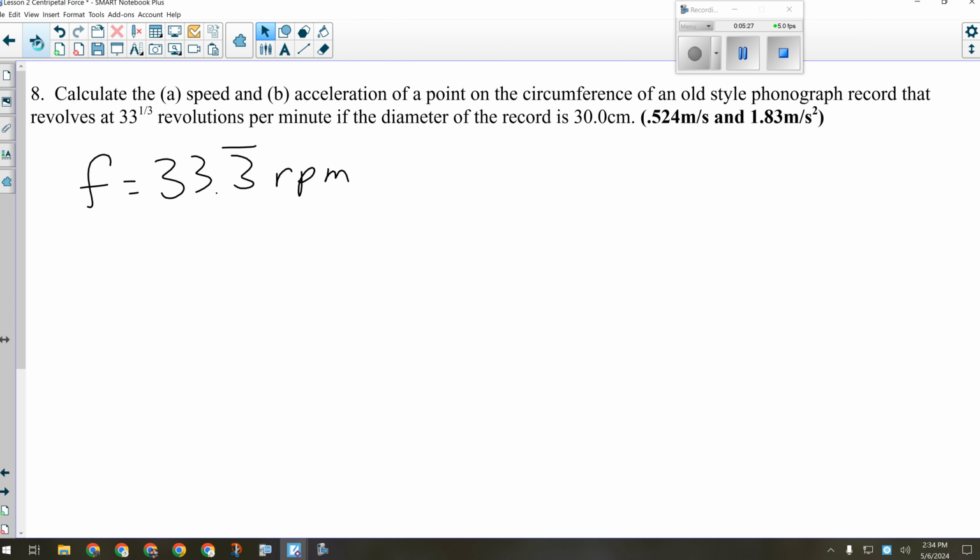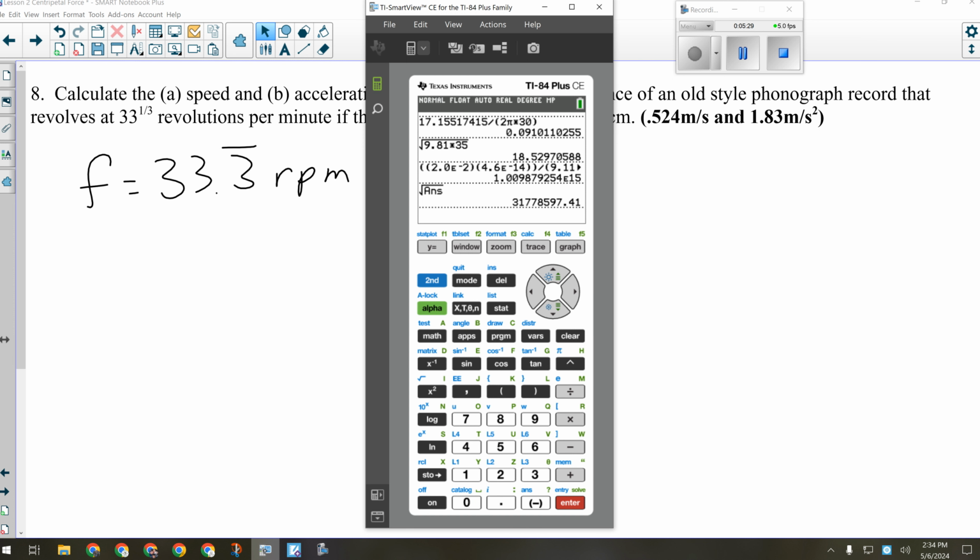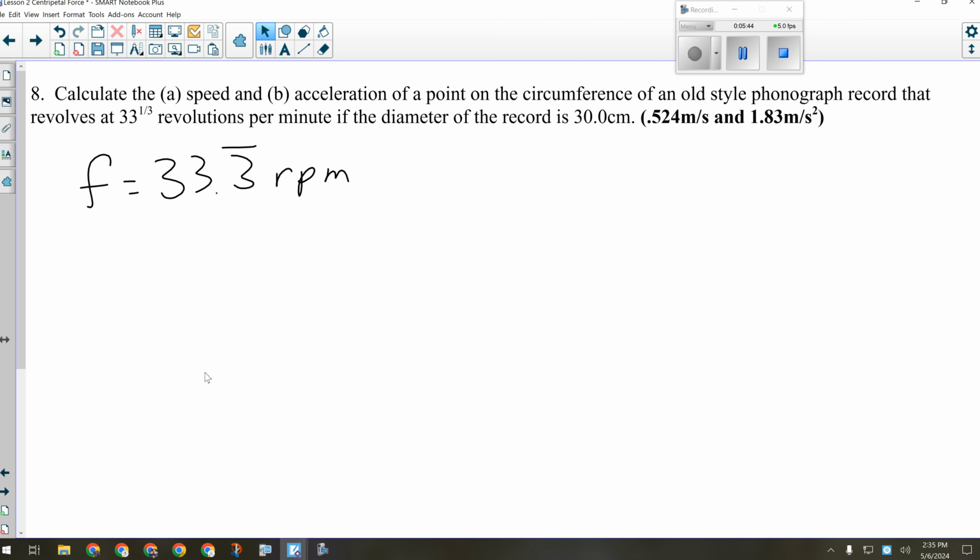So what we're going to do here is go 33 point, and I'm just going to put a bunch of 3's in there. That's how many times it goes around in 1 second. A little more than 1/2. That kind of makes sense, given the frequency we had. So now I've got my frequency in hertz.